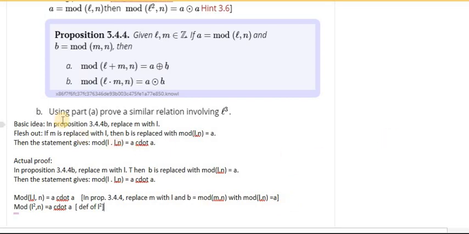All right, now let's do the same approach on part B. Using part A, prove a similar relation involving L cubed. Now, what you kind of want to say is, well, just do the same thing again. But that's not enough. You have to explain what you're really doing. What does it mean by doing the same thing again? You can't just say by part B substitute, because you don't have three factors here.